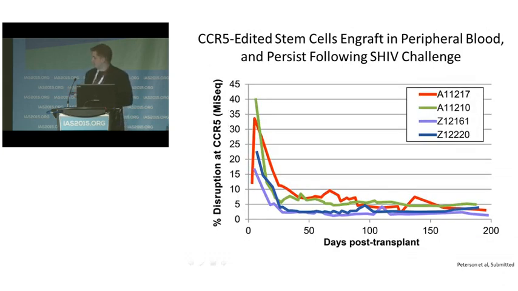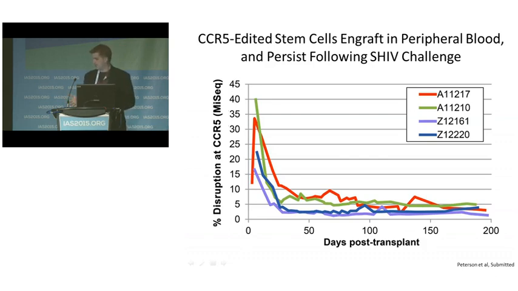So again, the post-SHIV data is a little too early to show at this point, and what I really want to focus on is just the ability of these cells to engraft. So these are the same 4 animals I just showed you, and this is what it looks like when we put the cells into the animal. Very early after the infusion, we see peak disruption of up to 40%, depending on the animal, and then that balances out at about 2 to 5%, depending on the animal.